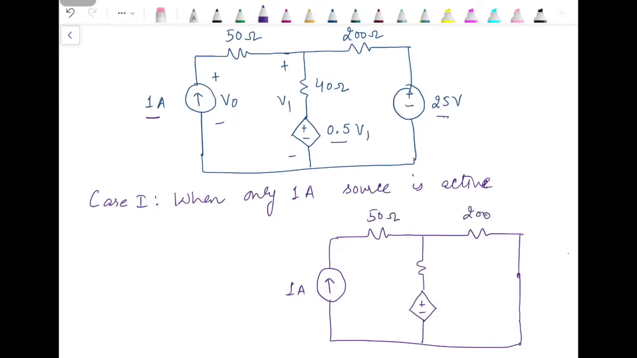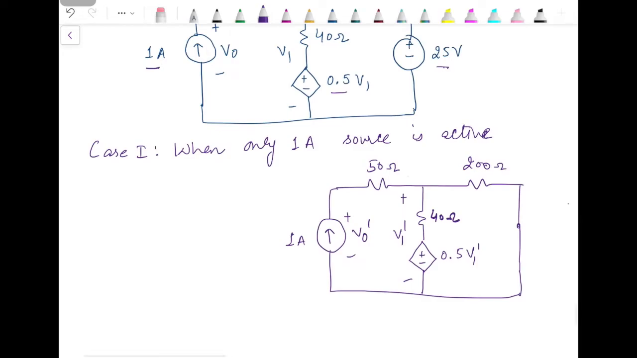Now if we compare these two circuits, both are different. We don't have the 25 volt source in the circuit. So when the circuit is different, obviously this V naught will have some different value. So let's denote it by V naught dash. Similarly, V1 will have a different value. It will become V1 dash, and that will be reflected over here as the output of this voltage dependent voltage source is controlled by V1, which has now changed to V1 dash.